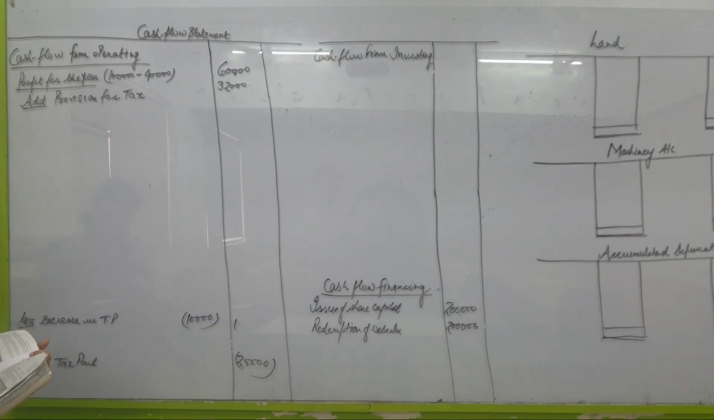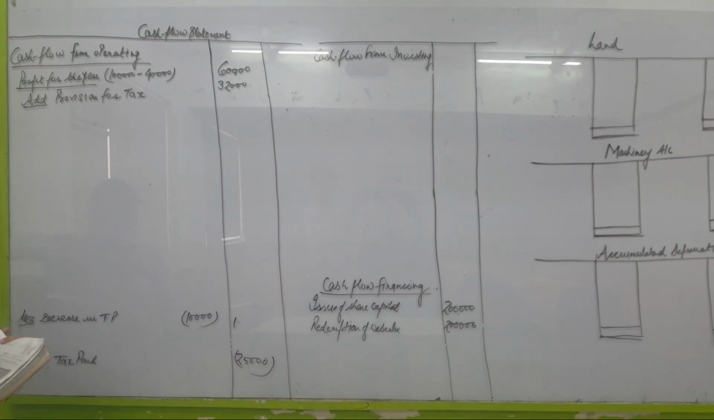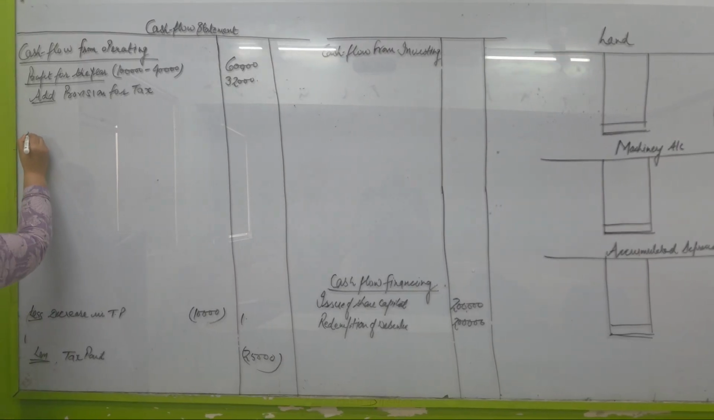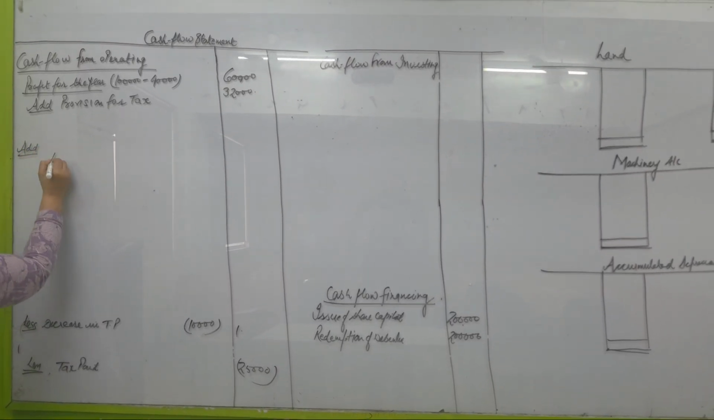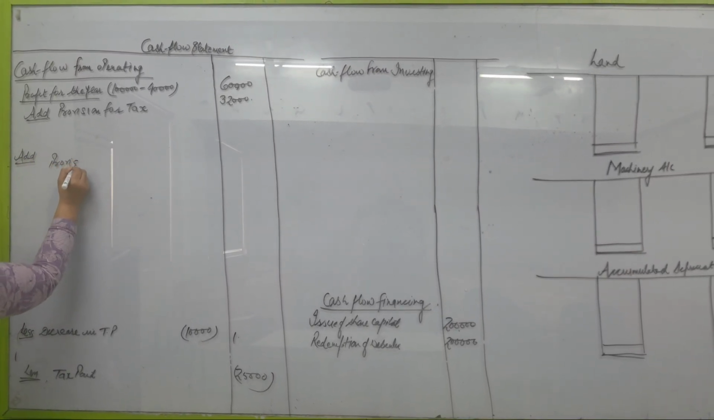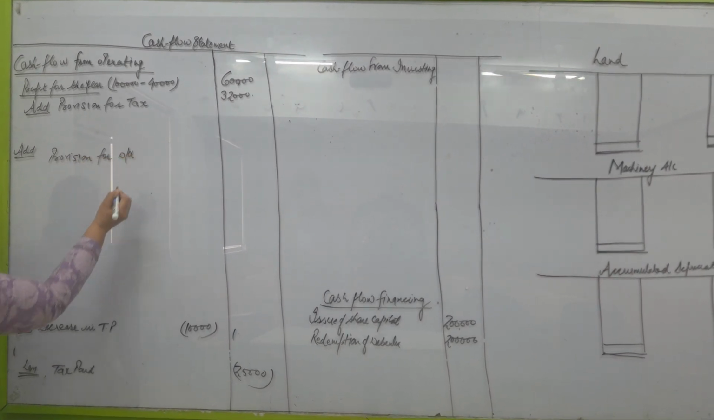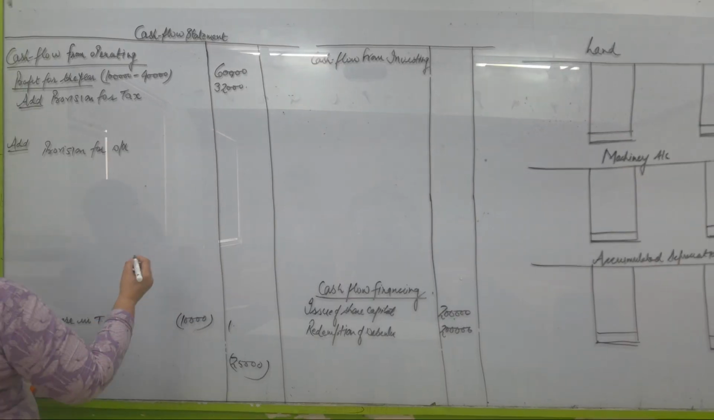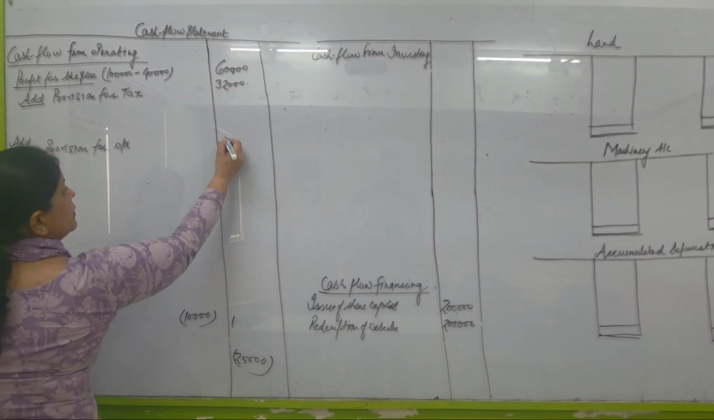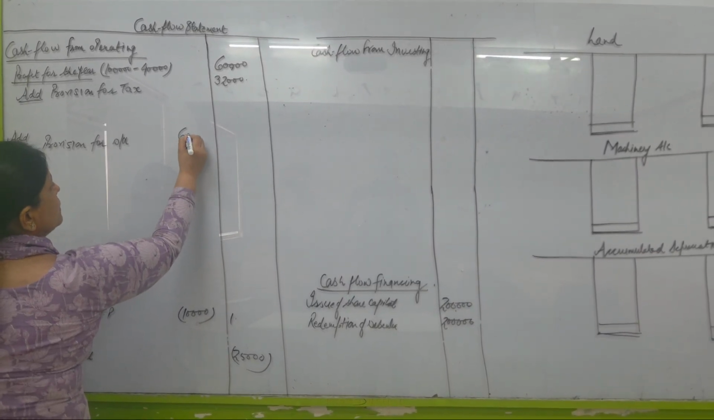Next point, in asset side, provision for doubtful debts. If increasing, then add it. 6,000.